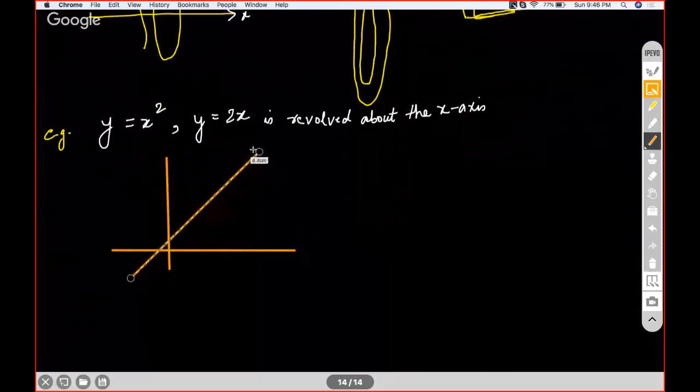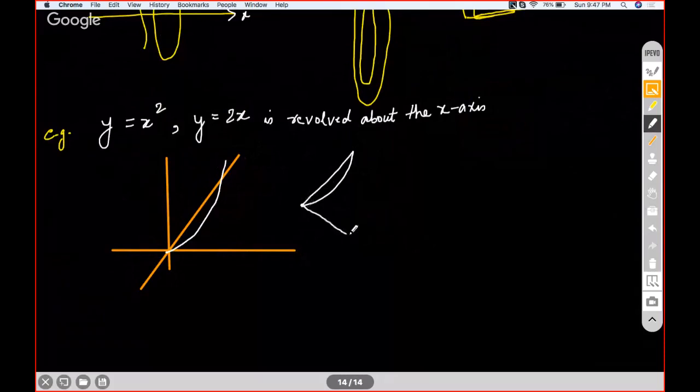So let's say this is the y equal to 2x line, and let's say this is y square equal to 4x. Now this is the part which is revolved. You see this section? This is revolved, so it's going to create a surface like this. This is the solid that you are getting. You have to find the volume of this solid.